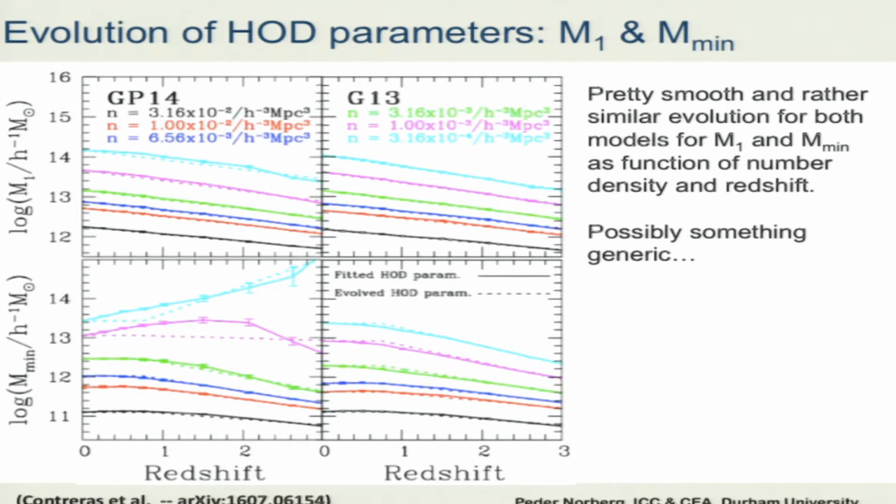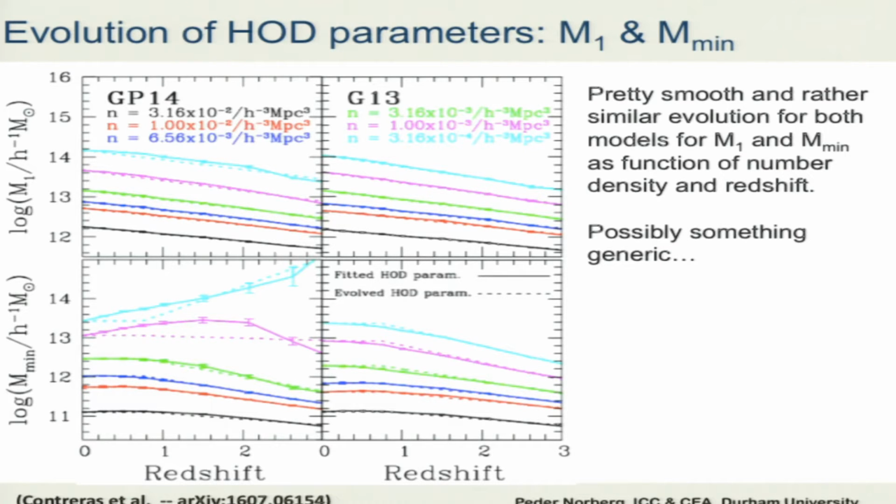And what you can see in the Gonzalez model and the Guo model is that, first, M1 seems to decrease with redshift, which makes sense because you don't have that many big halos. Halos grow with time, so as a function of time your halos will grow, and you would expect this one to increase. The other interesting thing is that both models are very similar in these trends, and they have similar trends as a function of number densities as well.